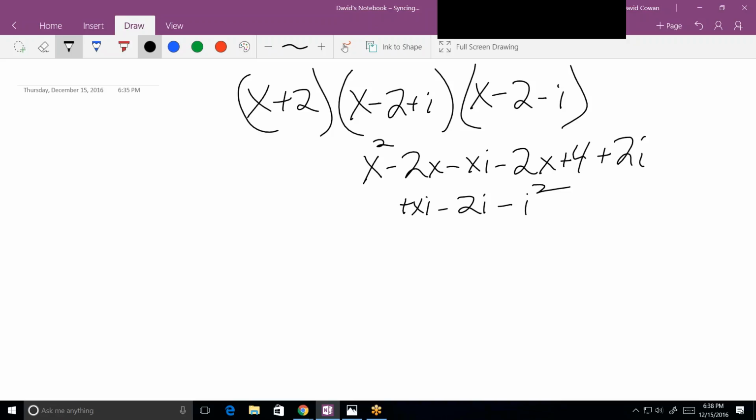Now, if I simplify, you'll notice that every term with i disappears. I got a minus xi there, plus xi there. I got a plus 2i there and a minus 2i there. And the i squared turns into a negative 1. i squared is always negative 1, so this whole thing turns into a plus 1. Now, here's the quadratic that I get.